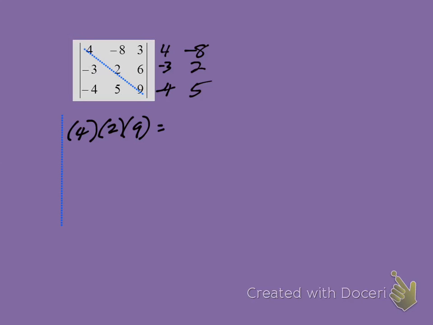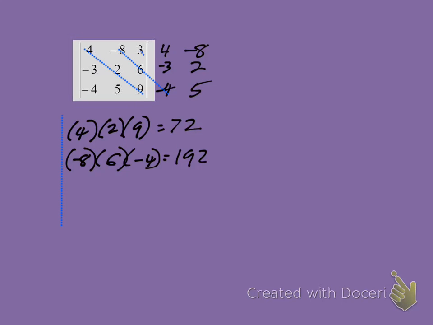4 times 2 is 8. Times 9 is 72. So you start at 4 and you go down and to the right. Your next step, go to negative 8. Do the same thing. Except you make sure you extend that line into the negative 4 that you rewrote. Does everybody see that? Multiply along that. So negative 8, 6, and negative 4. Which ends up being 192, is that right?